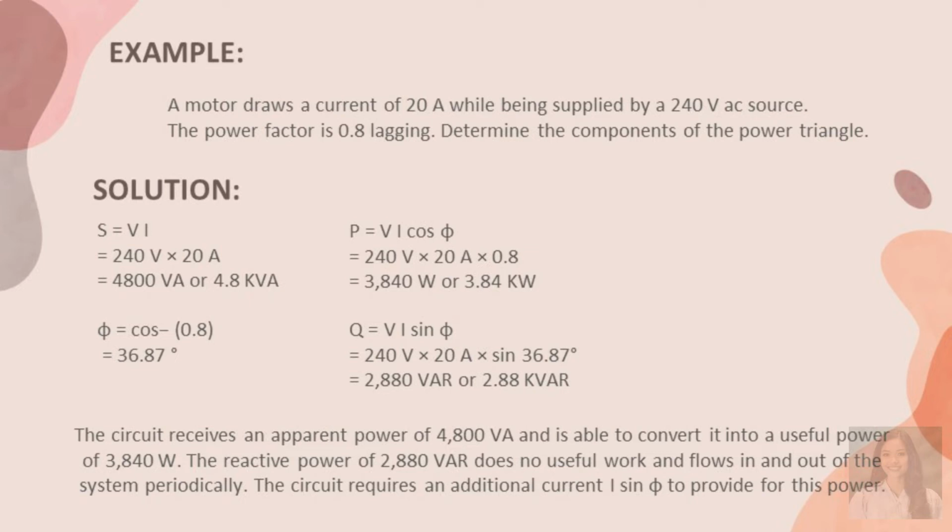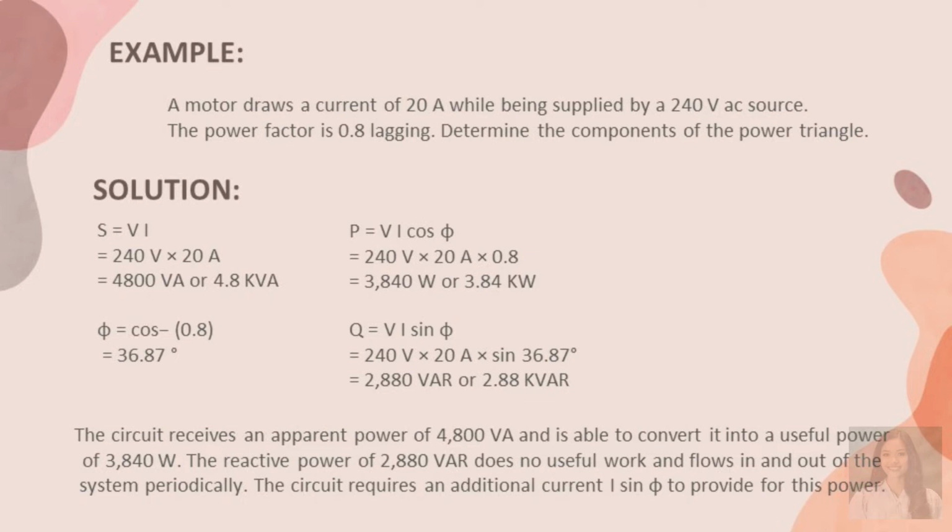For the solution, we have S is equal to V times I, so 240 times 20 is equal to 4.8 kVA. For P, we have V times I cos theta, so 240 times 20 times 0.8 is equal to 3.84 kW. And for solving the theta, we just need to do cos inverse of 0.8. That is equal to 36.87 degrees.